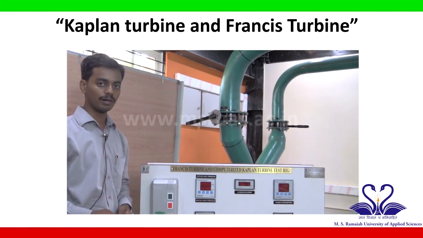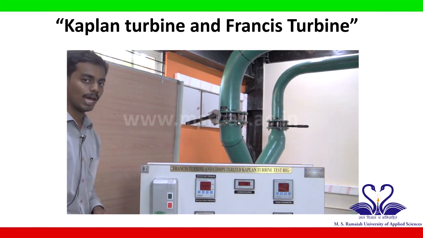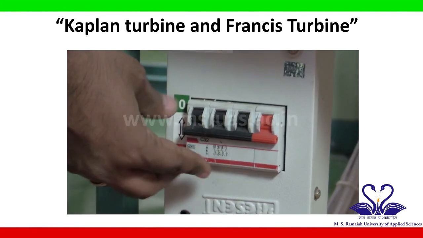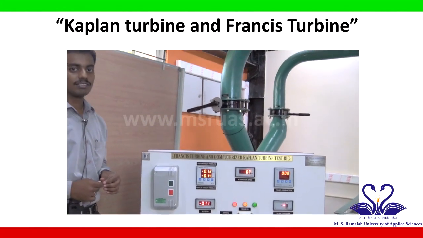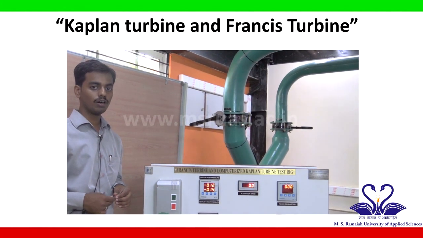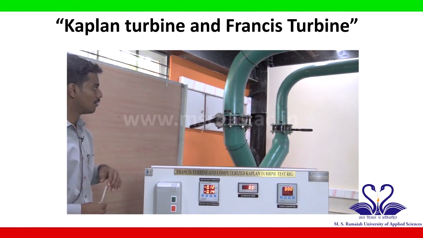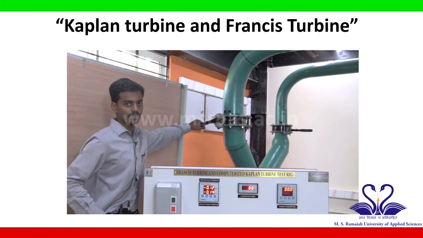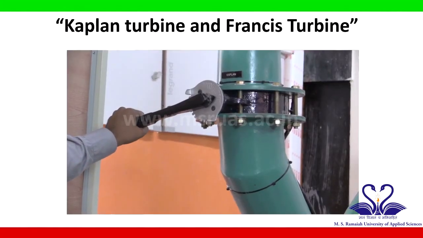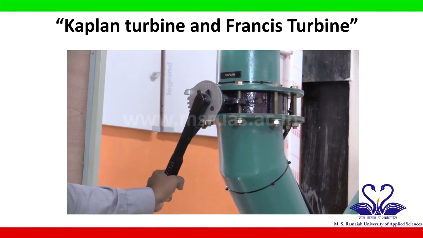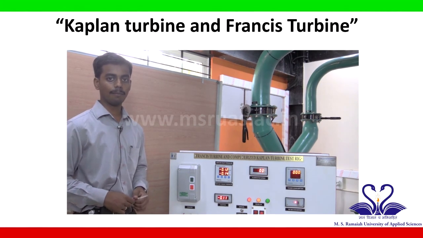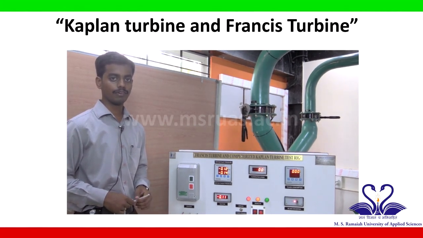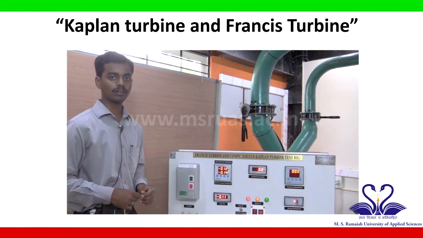Before starting the experiment, we have to switch on the MCB switch. And since we are diverting the water towards the Kaplan turbine side, we have to keep this butterfly valve in fully open condition. Once we have set the Kaplan turbine blades in a particular direction, we can switch on the motor for the centrifugal pump to pump the water into the turbine.